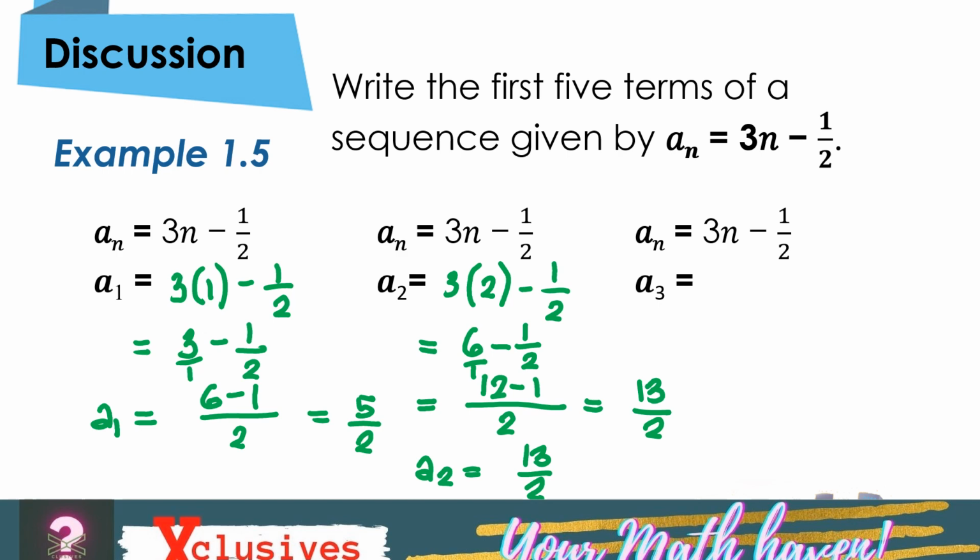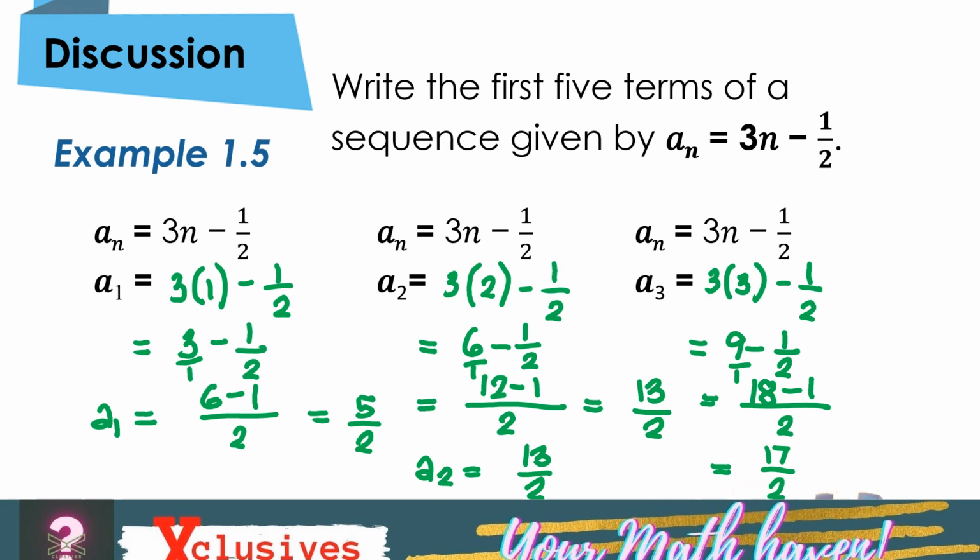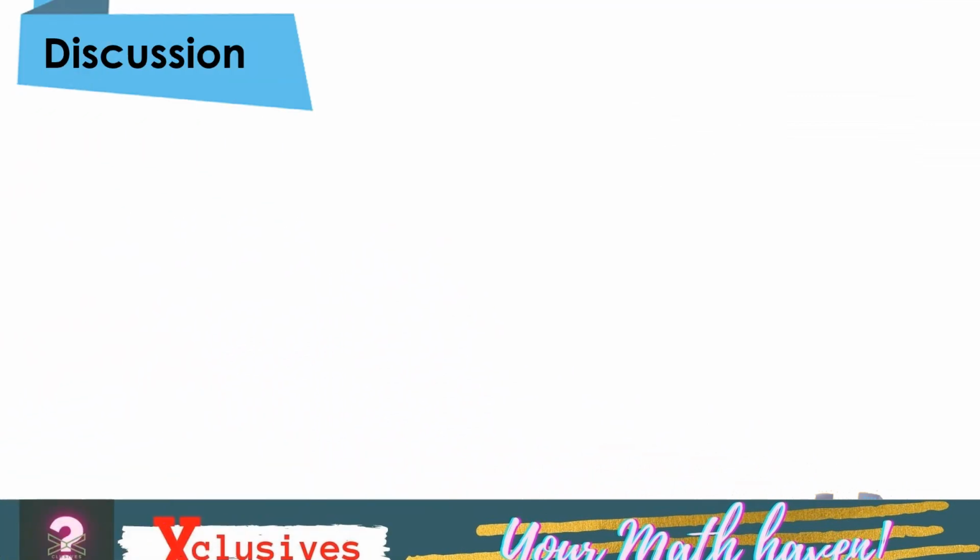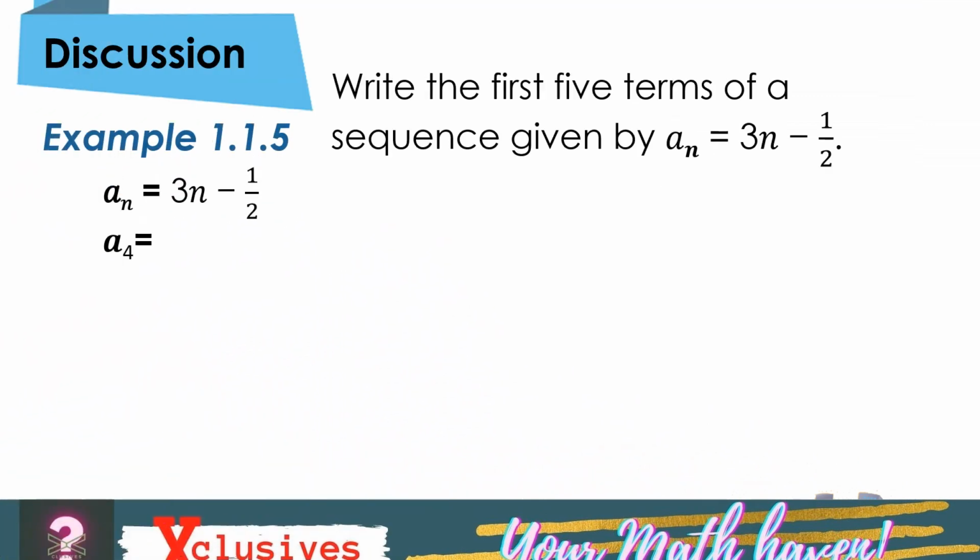That is a sub 3 equals 3 times 3 minus 1 half. 3 times 3 results to 9. Copy minus 1 half. Getting the LCD, that is 2. 2 divided by 1 is 2 times 9, that's 18. Then copy minus 1. So 18 minus 1 is 17. Copy denominator 2. So that is our third term. Now let's proceed to the fourth and the fifth term of the sequence. Let's have first the fourth term.